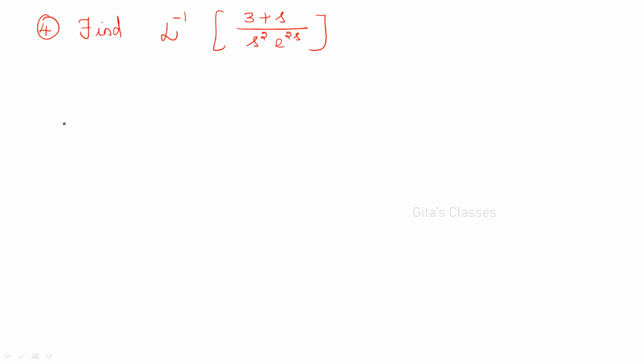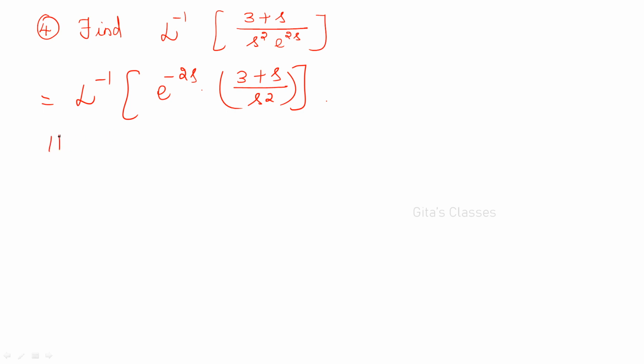Next question. L inverse of 3 plus s by s squared into e power 2s. In the denominator, e power 2s is there. Just to confuse you, they will give it like this. You bring it to the numerator, and it becomes e power minus 2s into 3 plus s by s squared. Now you need e power minus as into some function; only then can we use the second shifting theorem. So here a is equal to 2 and f bar of s is 3 plus s by s squared.